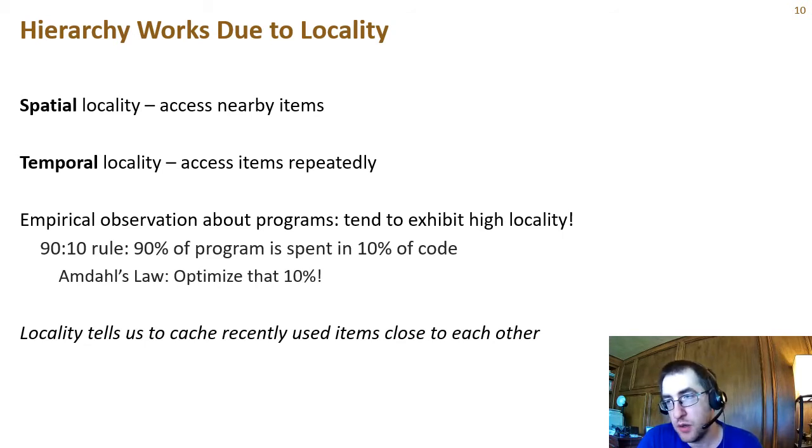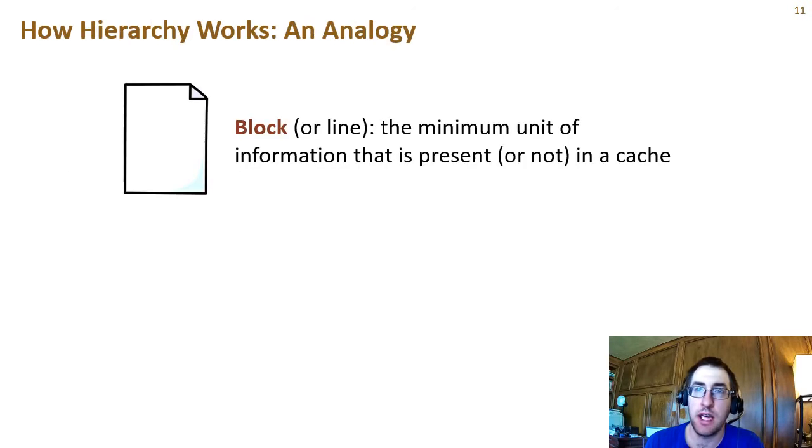So an empirical observation is this 90-10 rule. 90% of a program's time is spent in 10% of the code. We can extrapolate from that and Amdahl's law that we should optimize that 10%. If the fraction of time is 90%, then we want to optimize that fraction. So locality is a property that enables effective use of hierarchical caching.